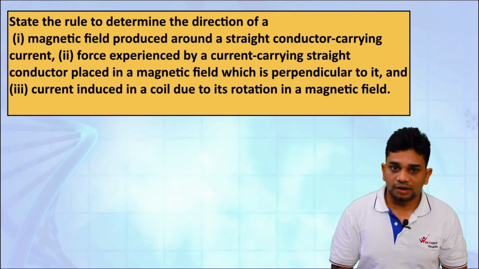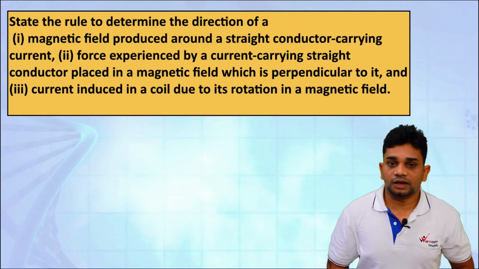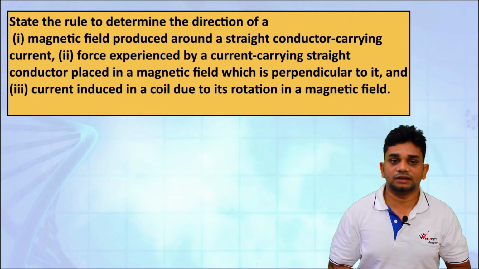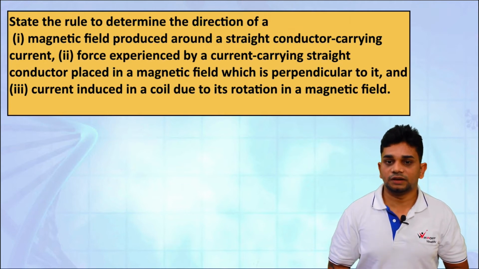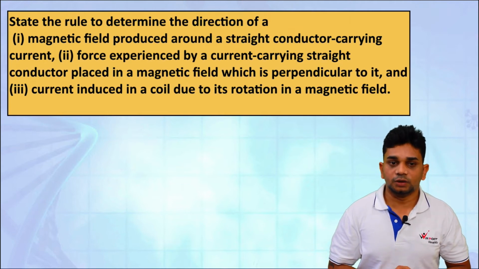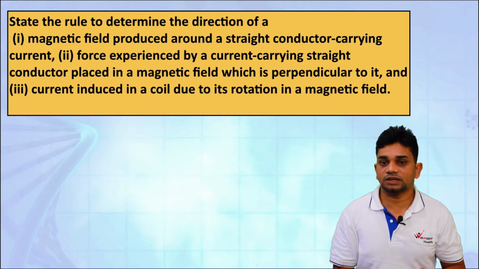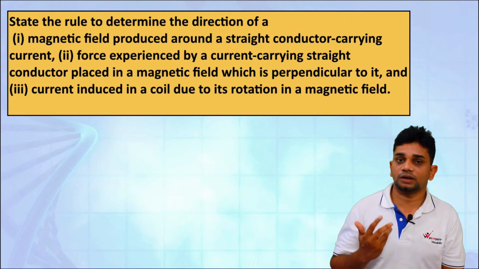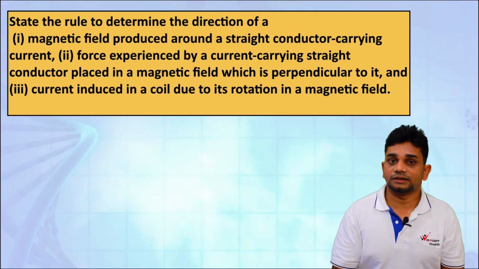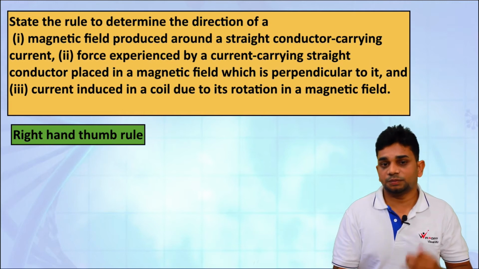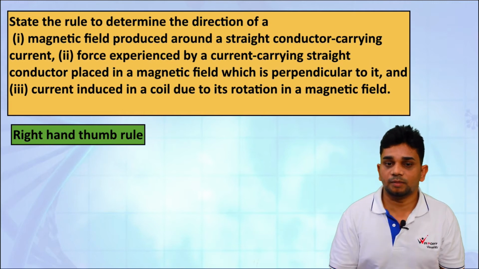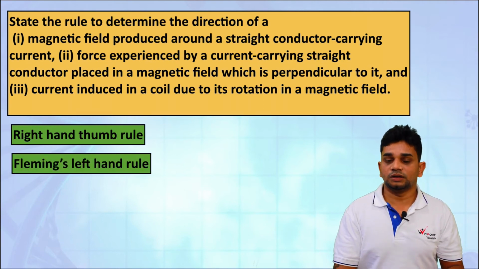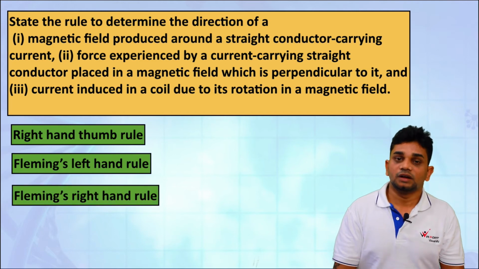State the rule to determine the direction of a magnetic field produced around a straight conductor carrying current. Second one, force experienced by a current carrying straight conductor placed in a magnetic field which is perpendicular to it. And third one, current induced in a coil due to its rotation in a magnetic field. There are three rules. First one, to find the direction of magnetic field around a current carrying conductor, right hand thumb rule, right? Next one, force experienced by a current carrying conductor placed in a magnetic field, Fleming's left hand rule. And direction of current induced in a coil due to its rotation in a magnetic field, Fleming's right hand rule.